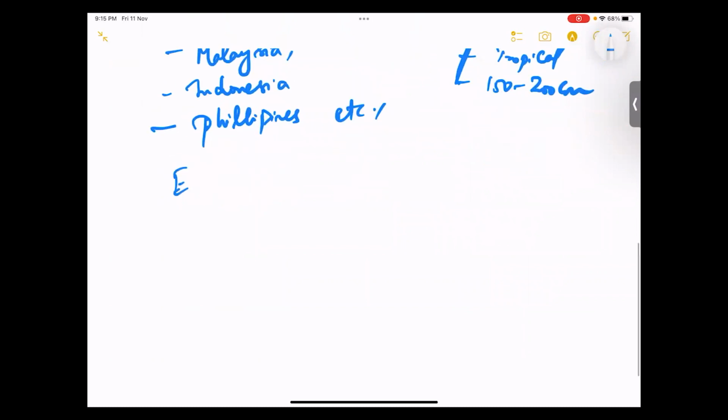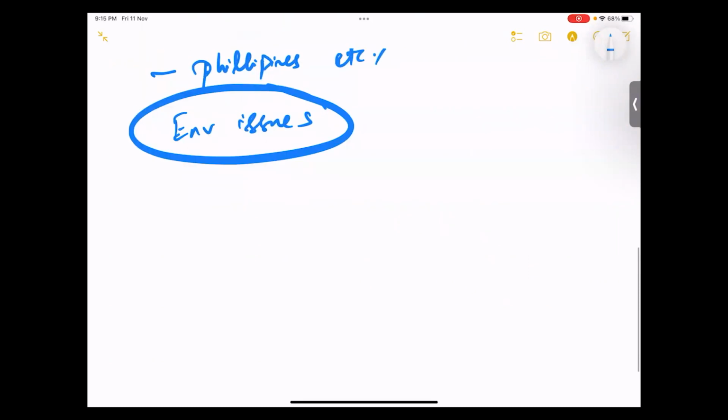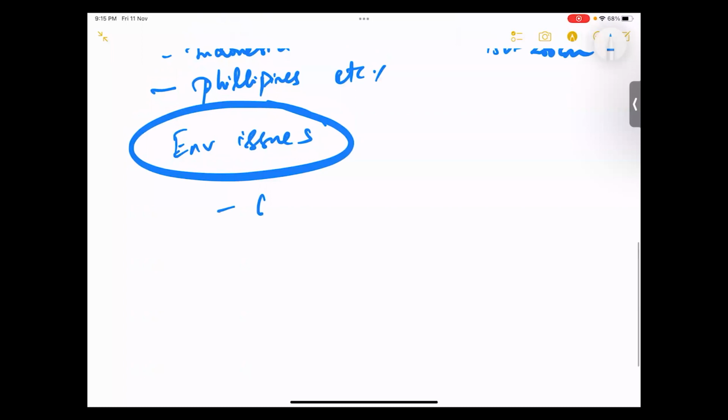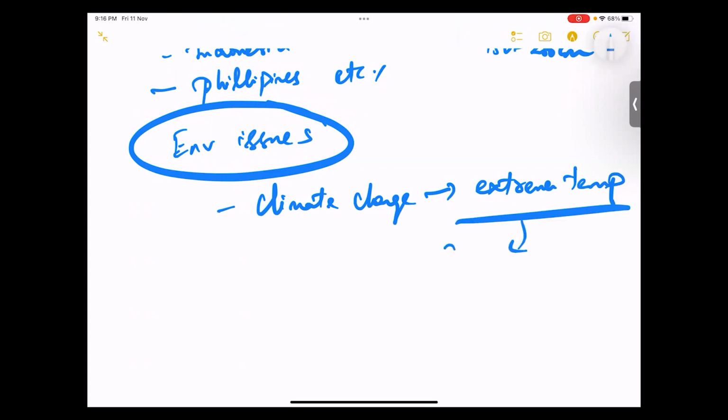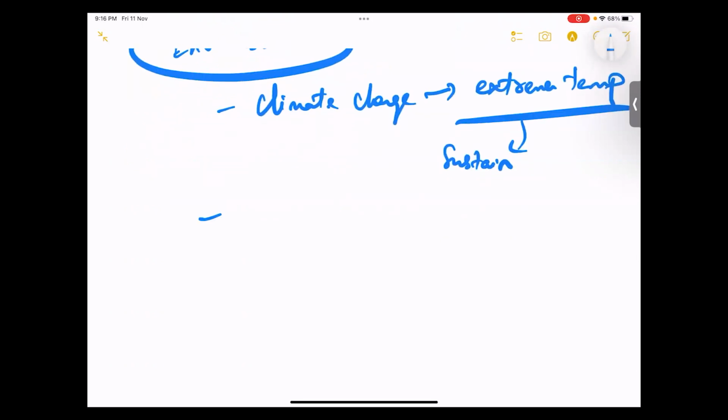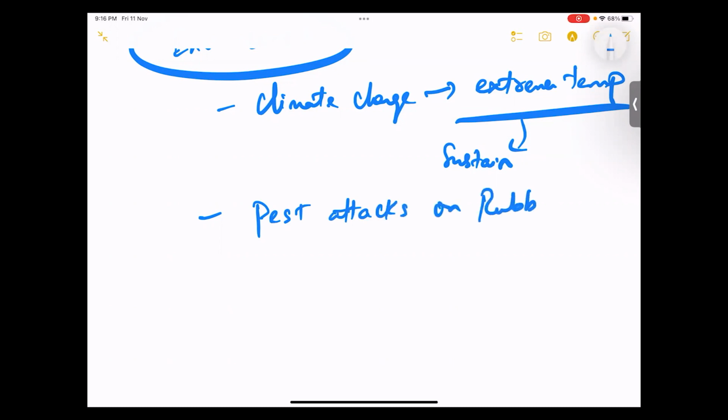So then come to the next part of the answer, that is environmental issues. So what are the main environmental issues? First is obviously climate change, leading to extreme temperatures, and hence the rubber crop is unable to sustain. Next, biodiversity, the pest attacks on rubber crops are growing, leading to damage.